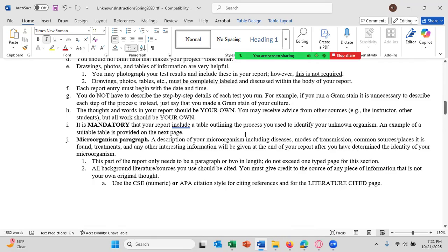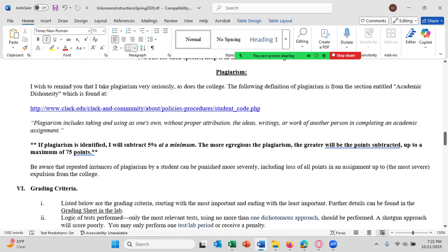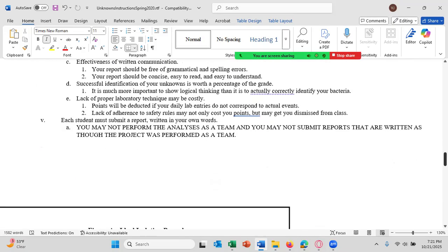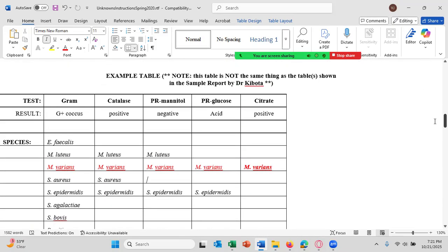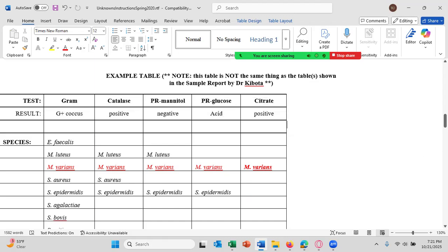For the unknown report, it is mandatory you include a table outlining the process you used to identify your unknown organism. You can put this in a table or in a chart, meaning you can draw a chart or something and submit it. Here you're seeing a table format where the person started with all these species and narrowed it down to these species using these tests to identify the species. Any questions about any of that?